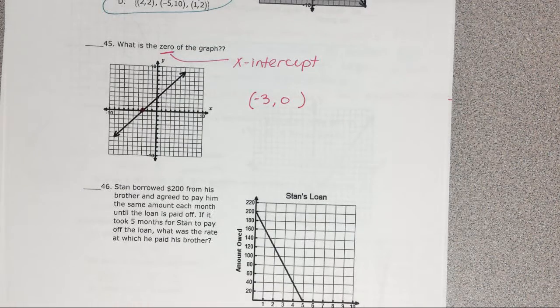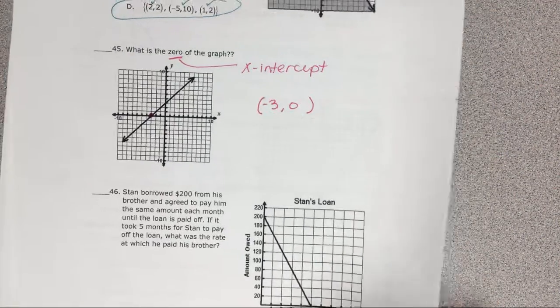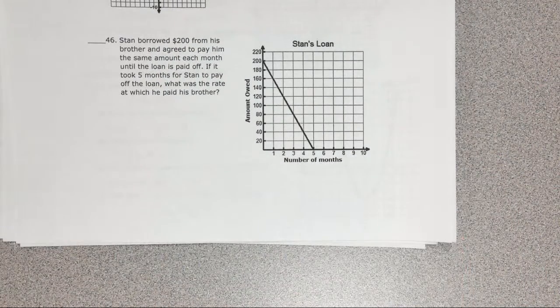46. Stan borrowed $200. Oh, let me move it up. I'm sorry. Stan borrowed $200 from his brother and agreed to pay him the same amount each month until the loan is paid off. If it took 5 months for Stan to pay off the loan, what was the rate at which he paid his brother off?